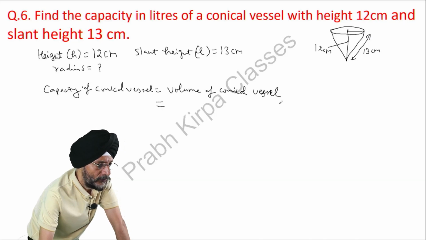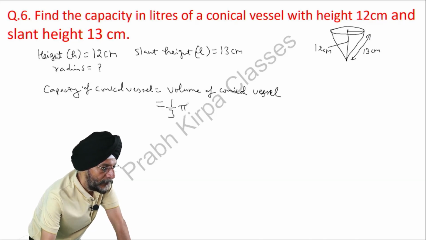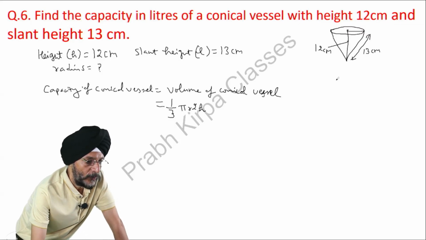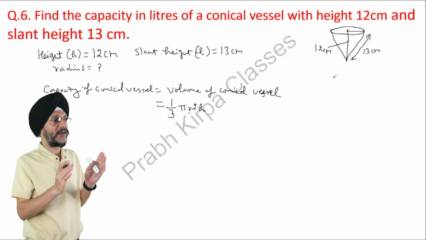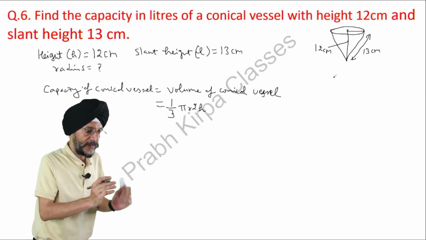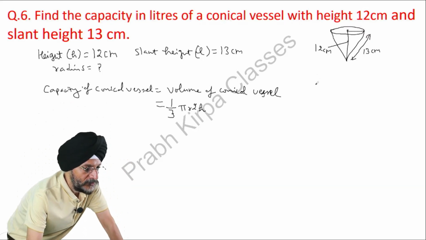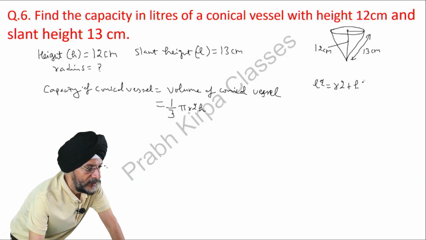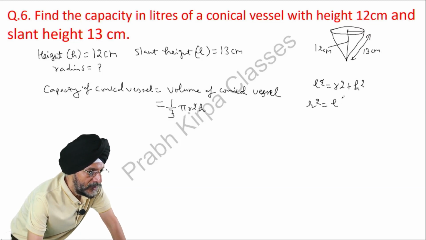What is the formula for volume of conical vessel? It is 1 over 3 pi r square h. So here we will have to find out the value of r. We know that there is a relationship between height, slant height and radius. As per the Pythagorean theorem, L square is equal to R square plus H square. So R square is equal to L square minus H square. R is equal to under root L square minus H square.